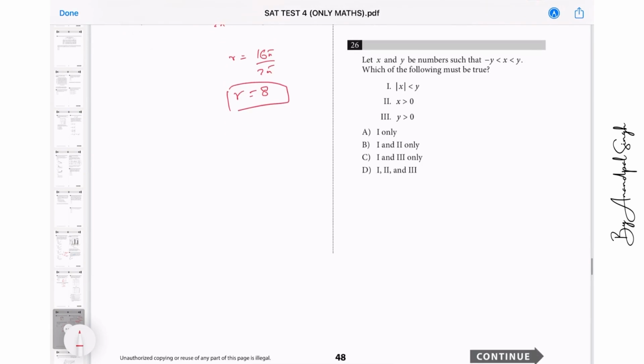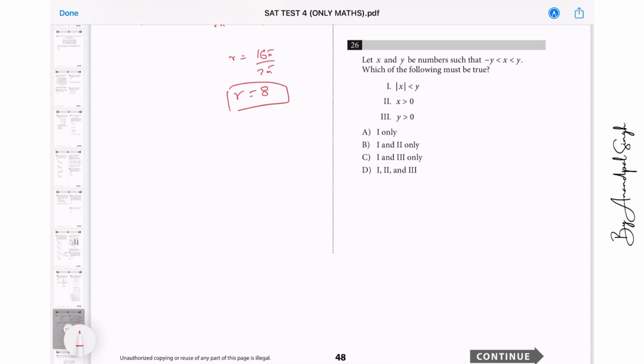Next, question number 26. Let x and y be numbers such that x lies in between negative y and plus y. Which of the following must be true? The first one says x is greater than 0. Not necessarily. It could be negative also.